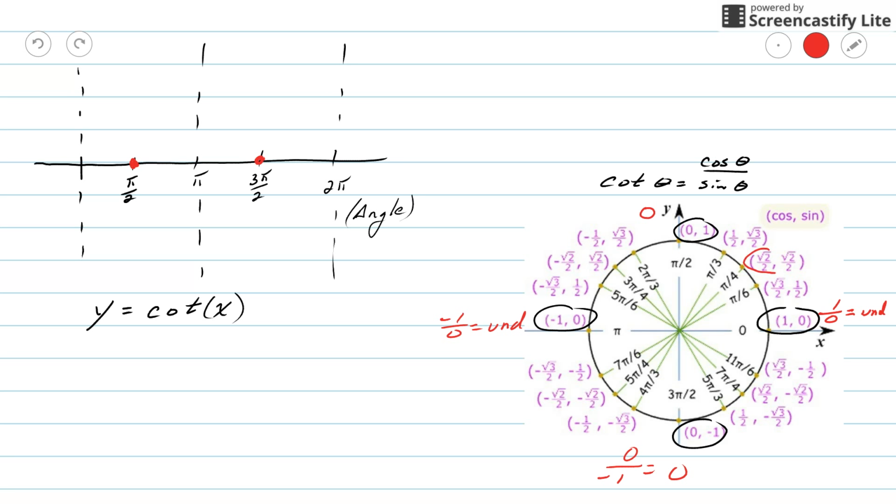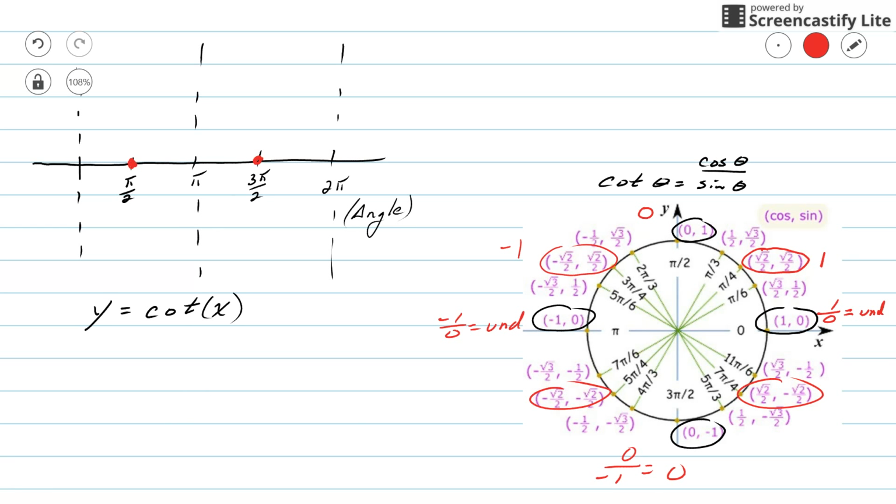So we're going to go to some other key angles. Pi over 4, 3 pi over 4, 5 pi over 4, 7 pi over 4. Specifically looking at cotangent, cosine divided by sine. Cotangent is 1 at pi over 4. Cotangent is negative 1 at 3 pi over 4. Positive 1 at 5 pi over 4. And negative 1 at 7 pi over 4.